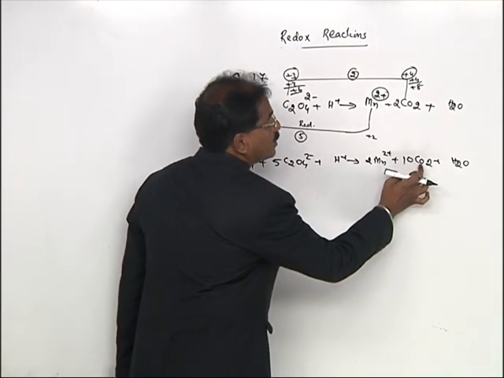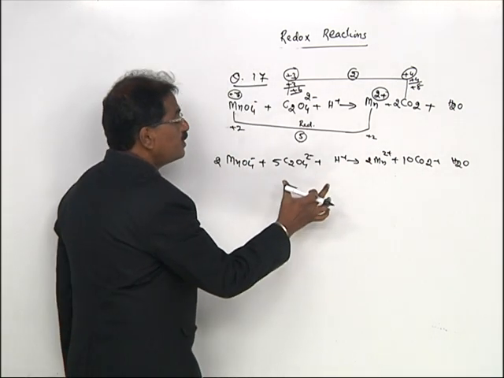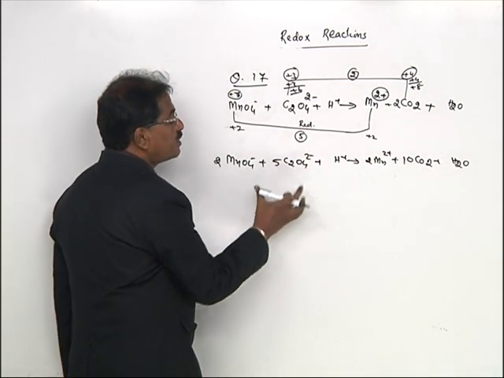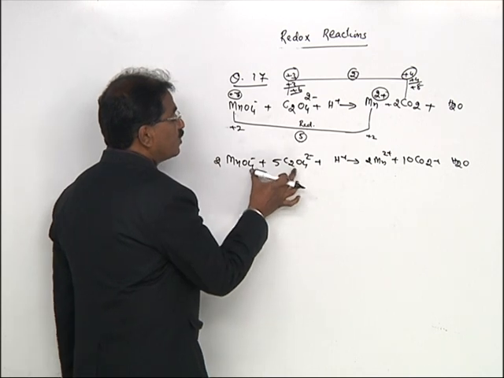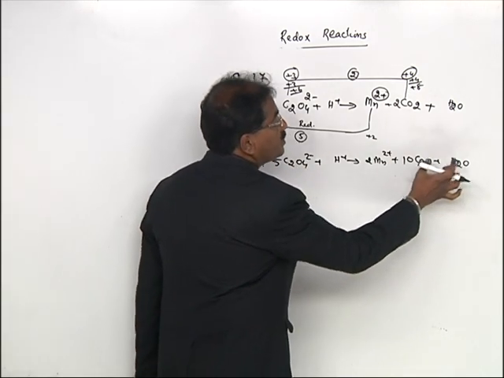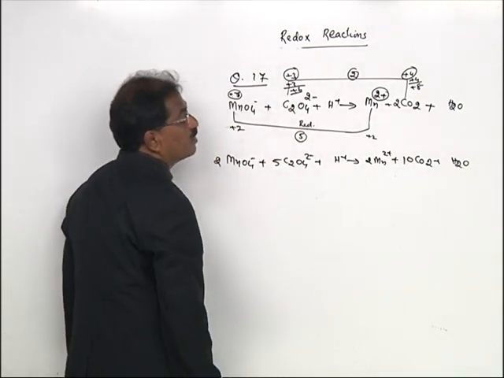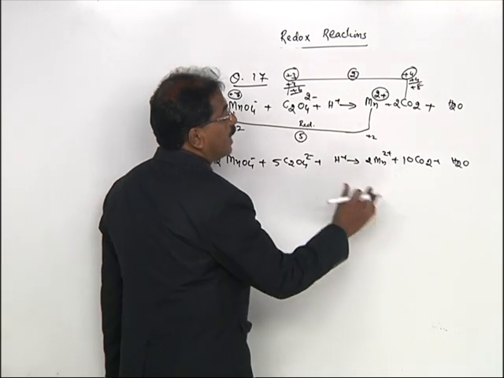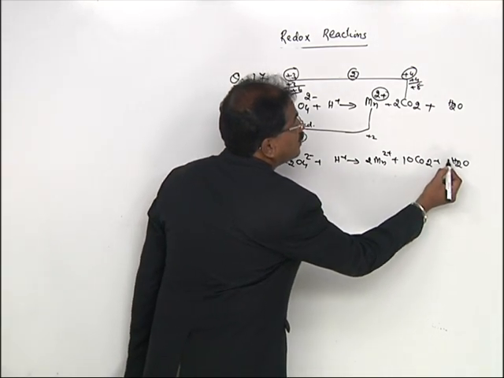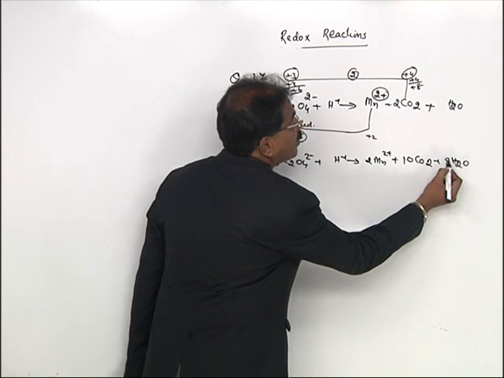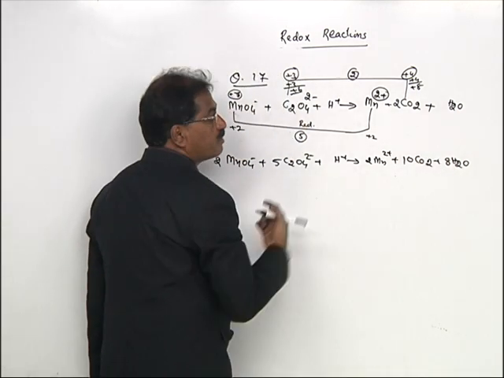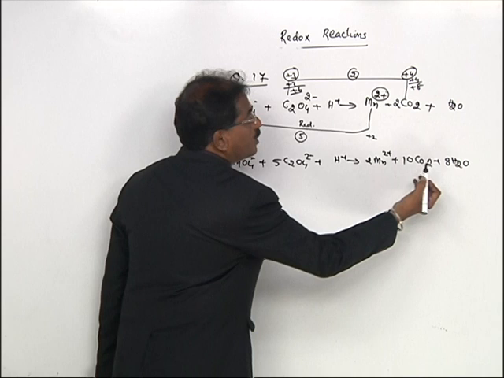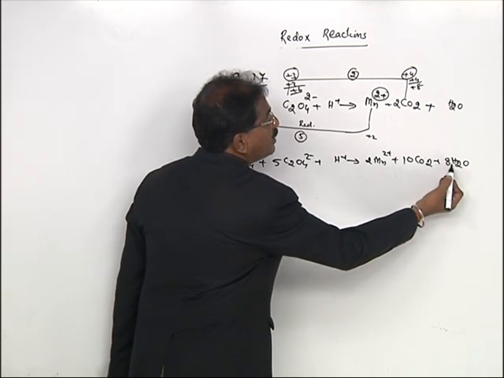Here total 20. Therefore, now identify the side where deficiency of oxygen is existing. Here total 28, here total 20. That means here 8 oxygen atoms are less. So for each oxygen, you add 1 water molecule. Therefore, here you put the 8. If you put the 8, oxygen atoms will get balanced. In order to balance the oxygen atoms, we have added the water molecules.